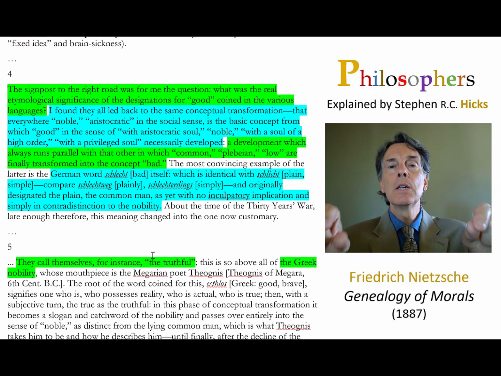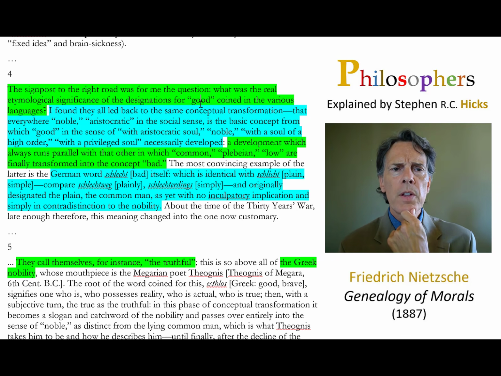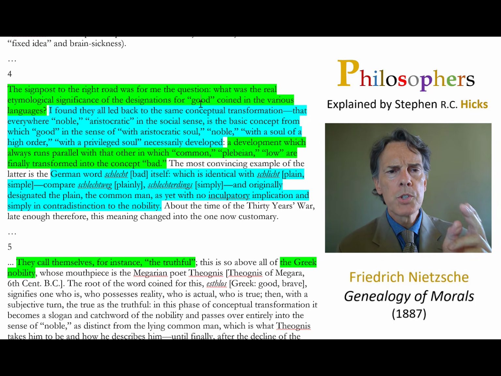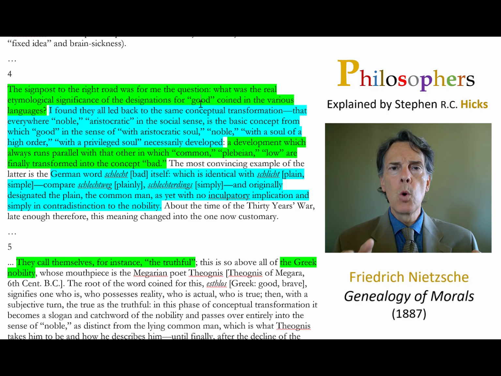So if we go way back in the earliest great languages, the ones that we have records of, and we look at the moral vocabulary that they have developed, I found that they all led back to the same conceptual transformation, that everywhere noble, aristocratic in the social sense is the basic concept from which good in the sense of with aristocratic soul, noble, with a soul of a higher order, with a privileged soul necessarily developed. So if we go, the claim is, and look at these ancient languages, the good is always identified with the type of person who is an aristocratic type of person, the kind of soul that person has, the kind of actions that that kind of person has.